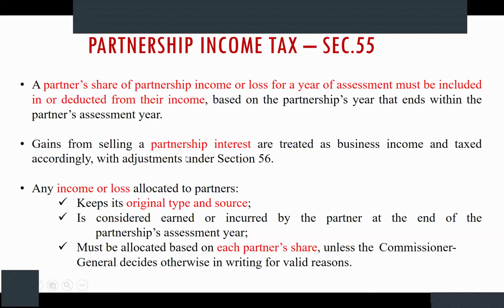Gains from selling a partnership interest are treated as business income and taxed accordingly, with adjustments under Section 56. So Section 56 provides the provision. That means if I sell my partnership interest to others, it is part of my business income, so I have to consider it as business income.